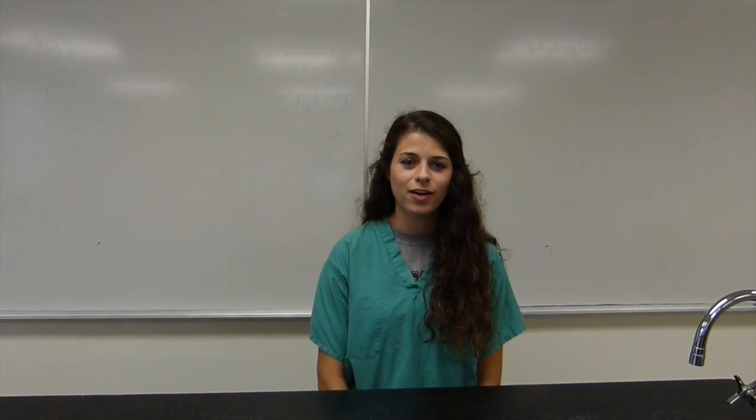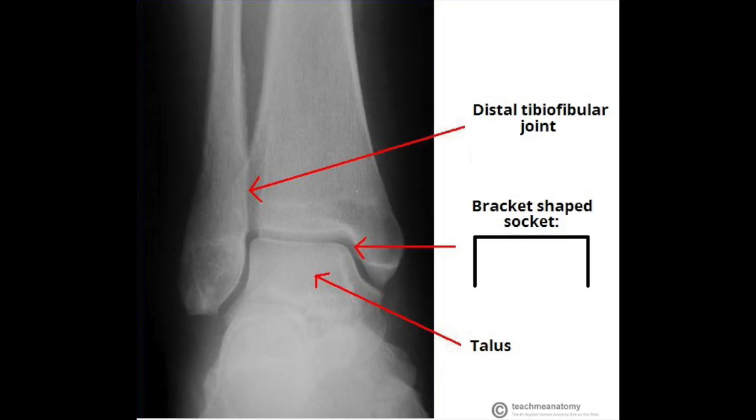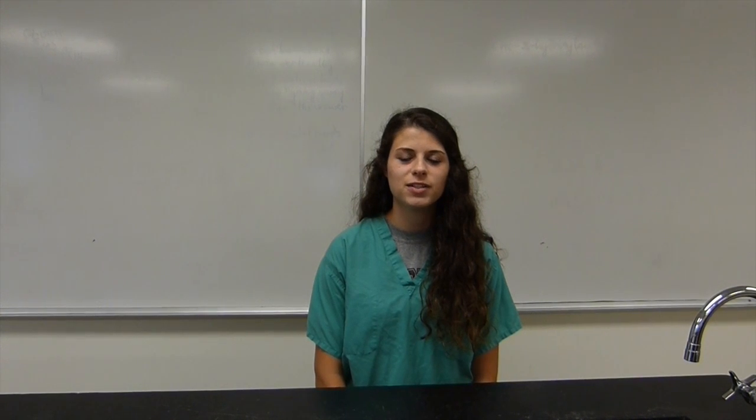The tibio-fibular-talus joint is formed by the articulation of the upper surface of the talus with the distal ends of the tibia and fibula. The ends of the tibia and fibula form a deep socket where the trochlear projection of the talus fits. The surface of all 3 bones are covered with hyaline cartilage.